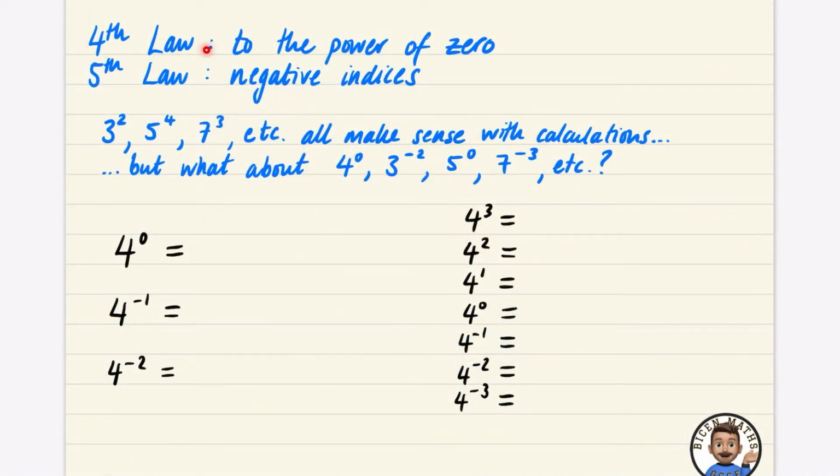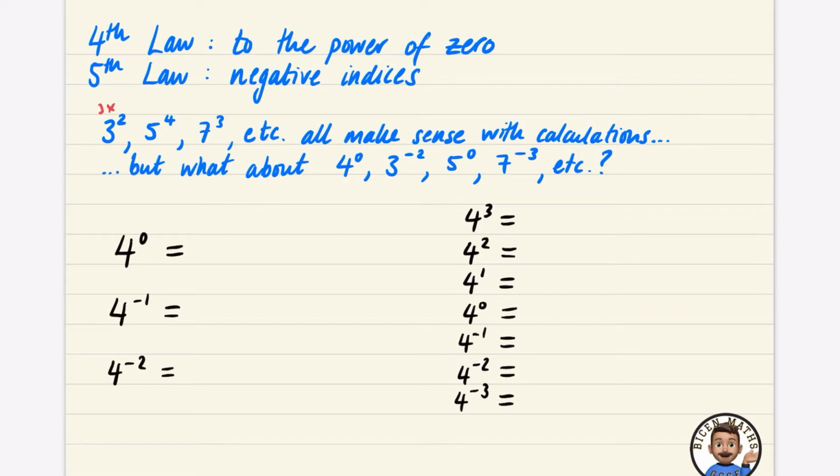Indices. So in this video, we are going to look at the fourth law and the fifth law of indices. The fourth law is when you do something to the power of 0, and the fifth law is when you have negative indices. Now, these calculations that we have here all seem to make sense, right? They all have a meaning.